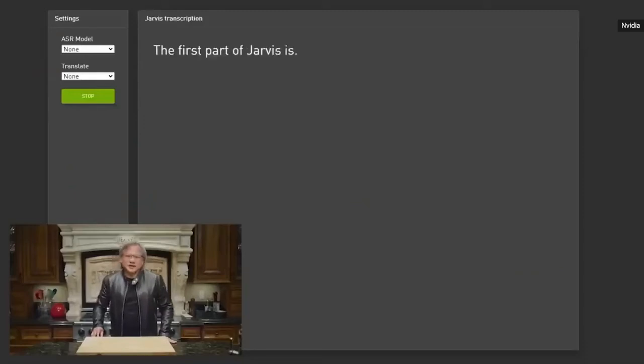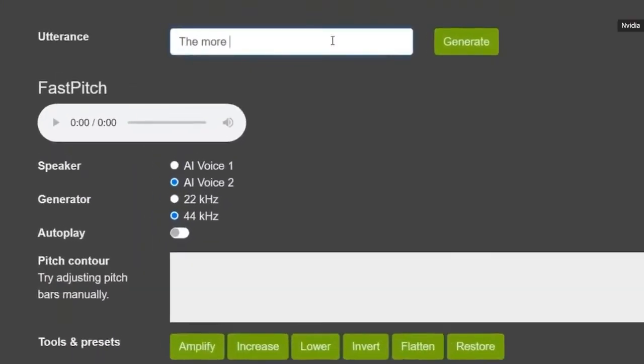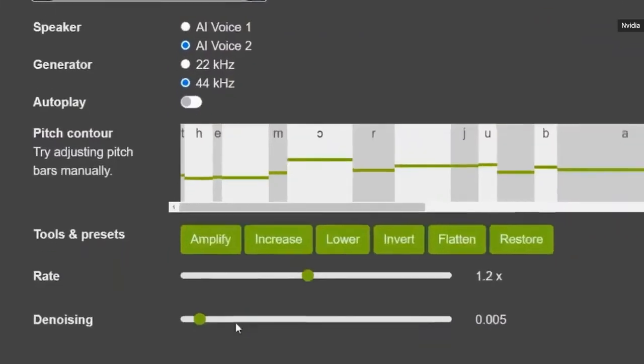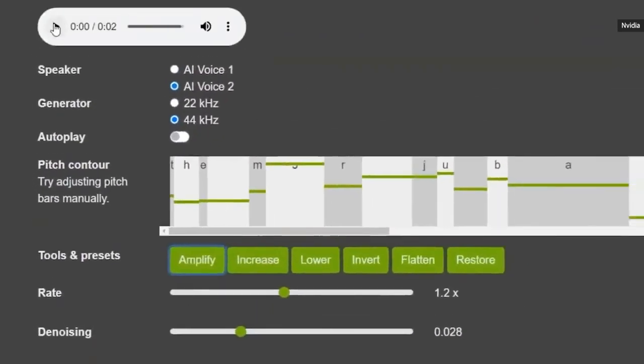Now let me show you Jarvis. The first part of Jarvis is speech recognition. Jarvis is over 90% accurate out of the box. Jarvis also speaks with feelings. Let's try this. The more you buy, the more you save. I think we're going to need more enthusiasm. The more you buy, the more you save. NVIDIA Jarvis, state-of-the-art deep learning conversational AI.